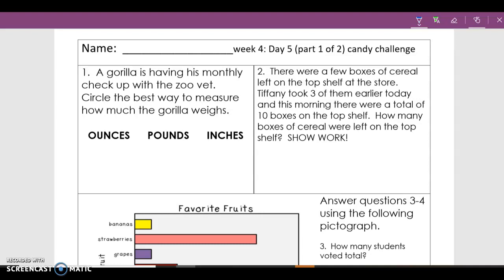All right, day 5 has parts 1 and parts 2, so I'll just roll through all of them today.